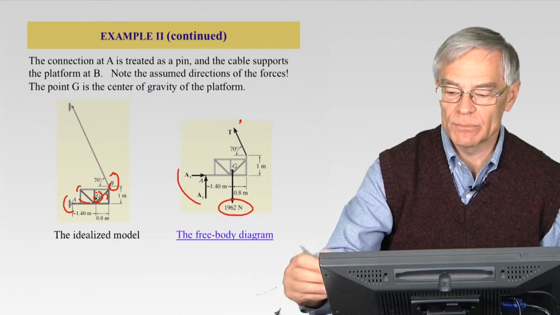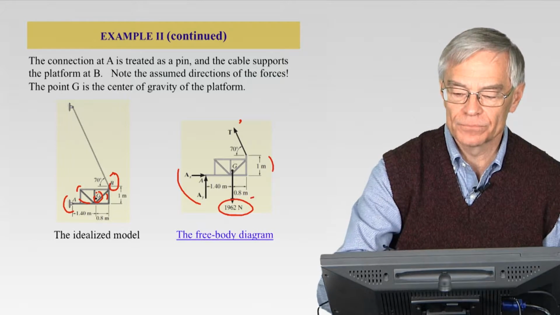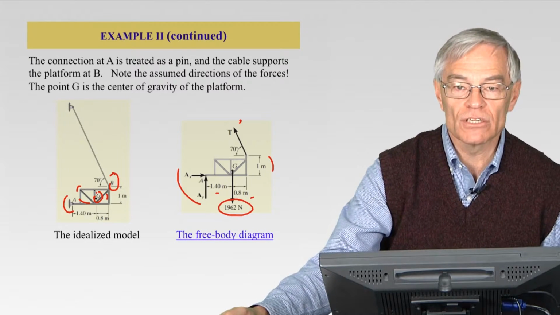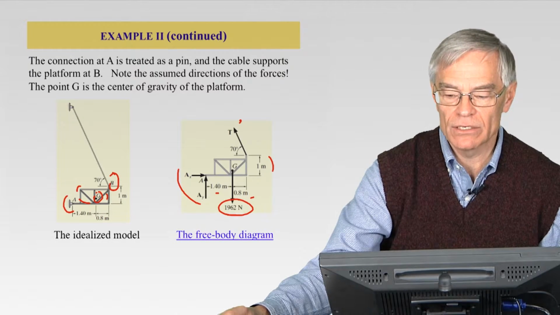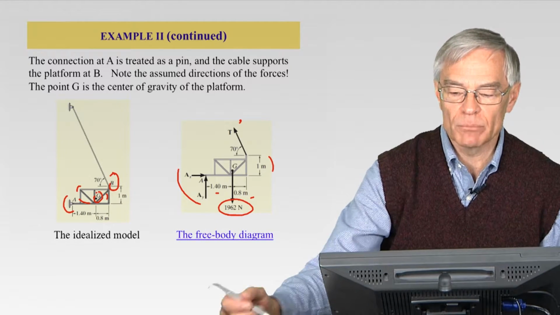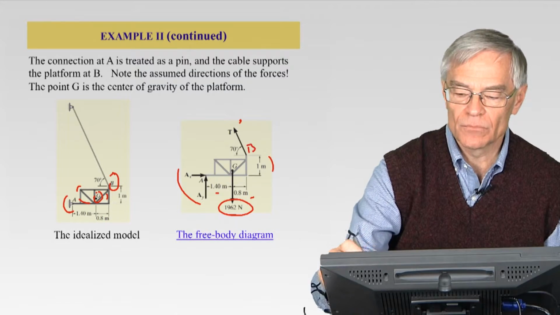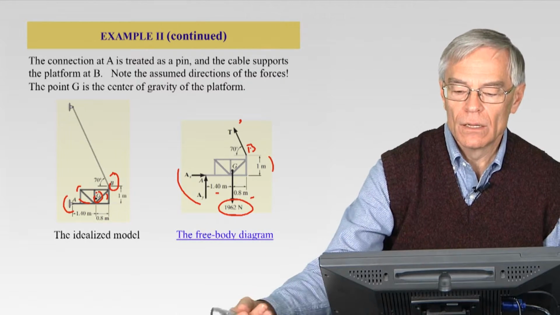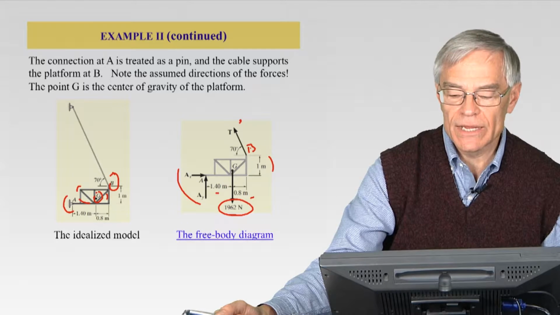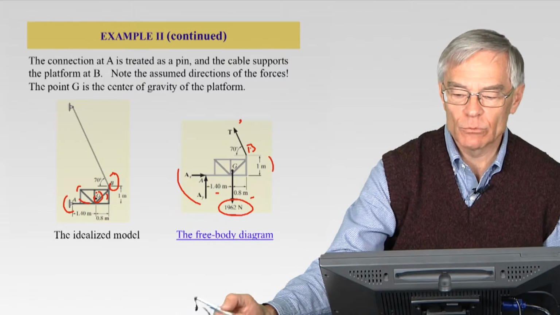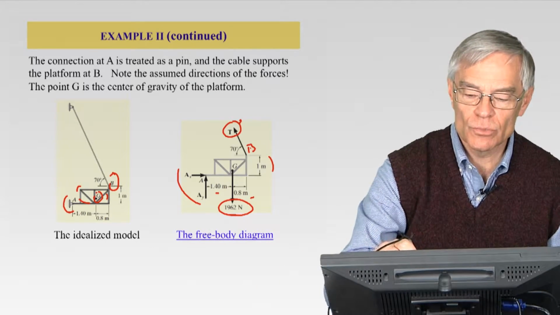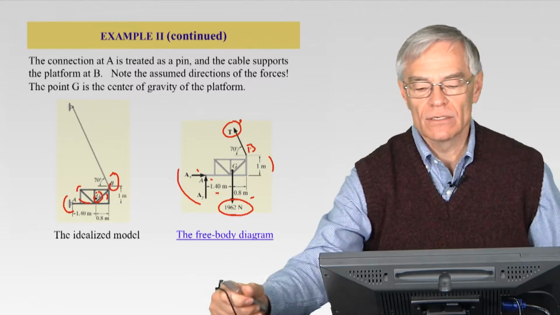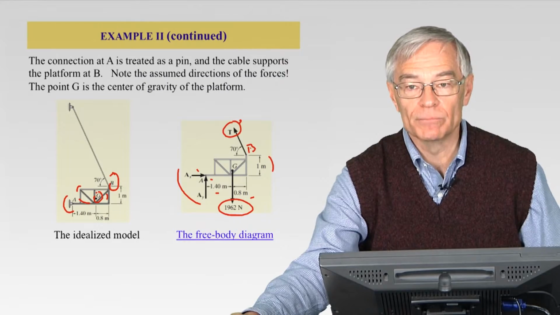So again, we've got some key dimensions on our platform. Again, those were not given to you in the picture. They come off the idealized model that we've got here. The tension at the cable at B, this is point B, and then the supports at A. So that's our free body diagram. And we've assumed the cable direction, and we've assumed the directions of A, force A sub X, A sub Y.